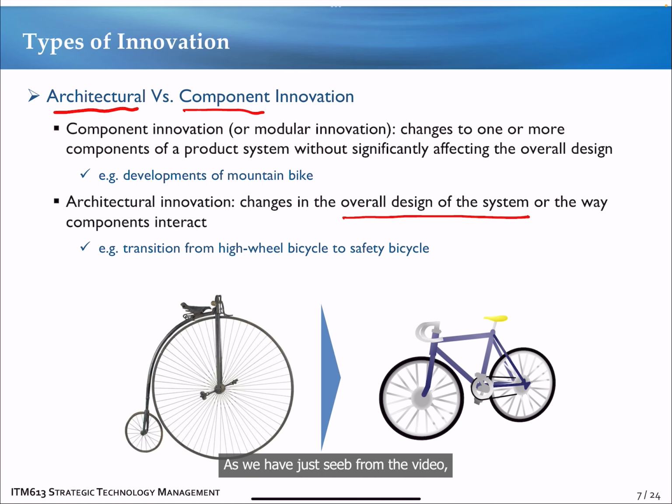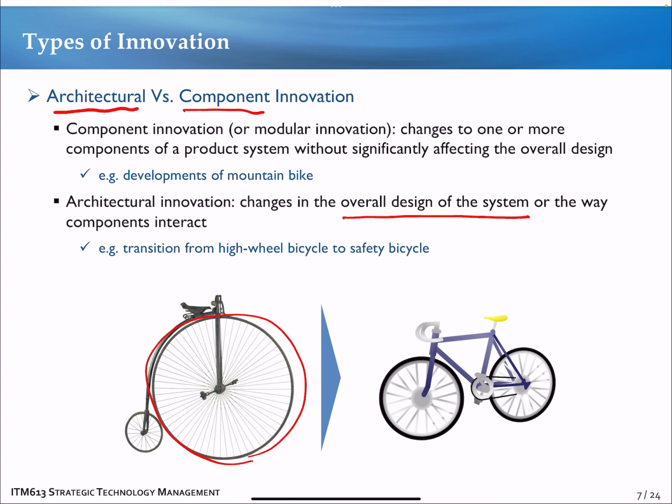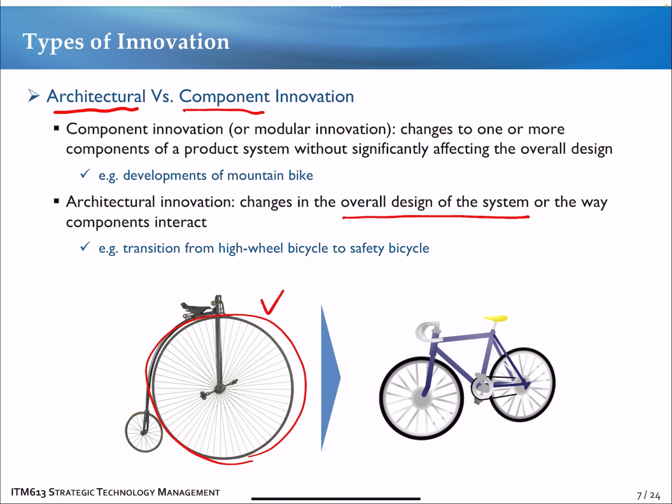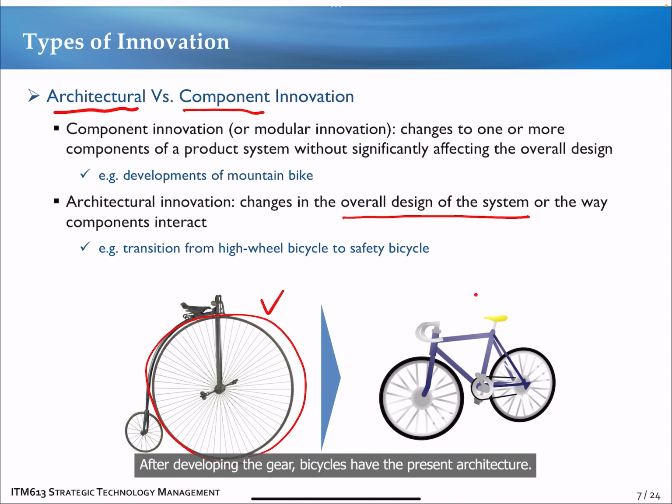As we've just seen from the video, in the 18th century, bicycles had extremely large front wheels. This is because there were no gears, so the size of front wheels directly determined the speed. But it was not safe at all. Can you write this? After developing the gear, bicycles have the present architecture.